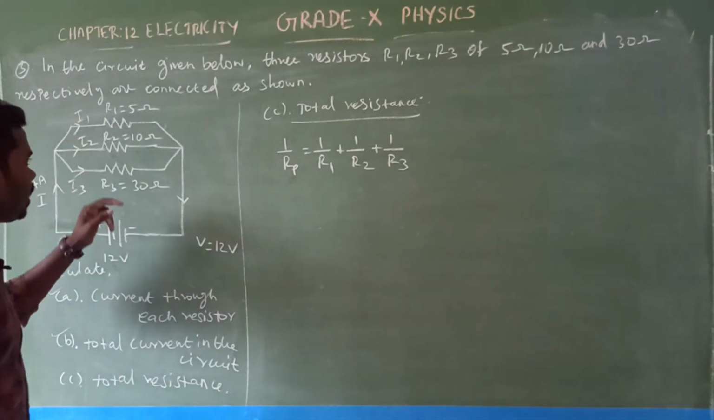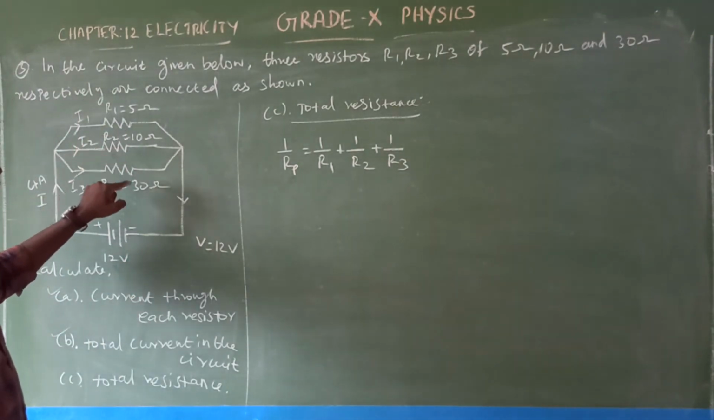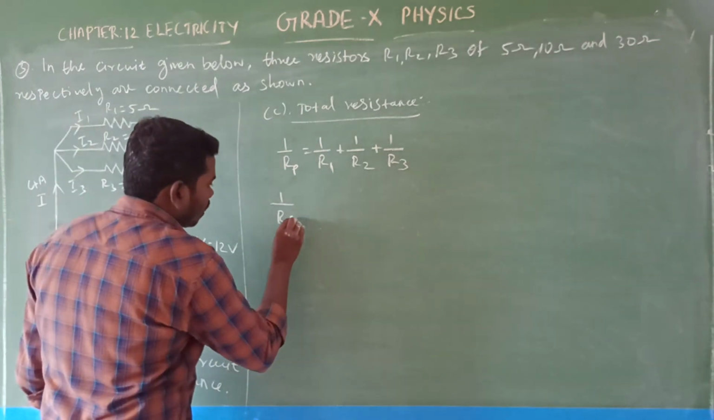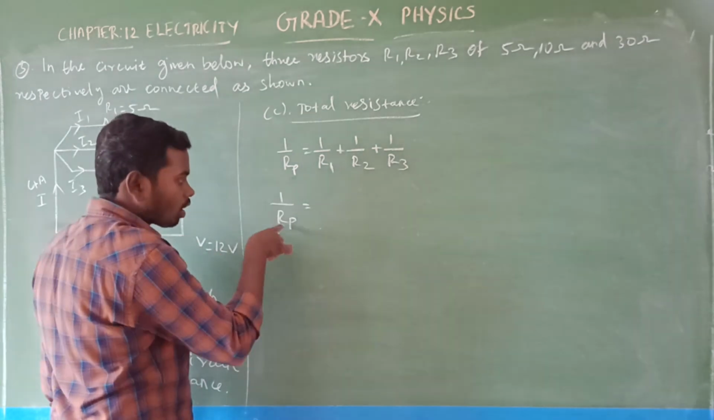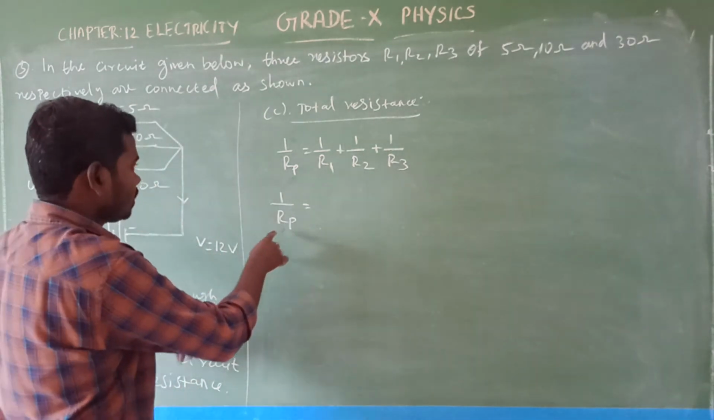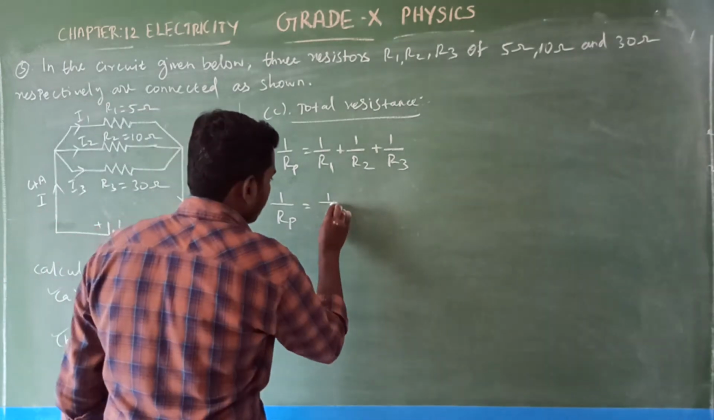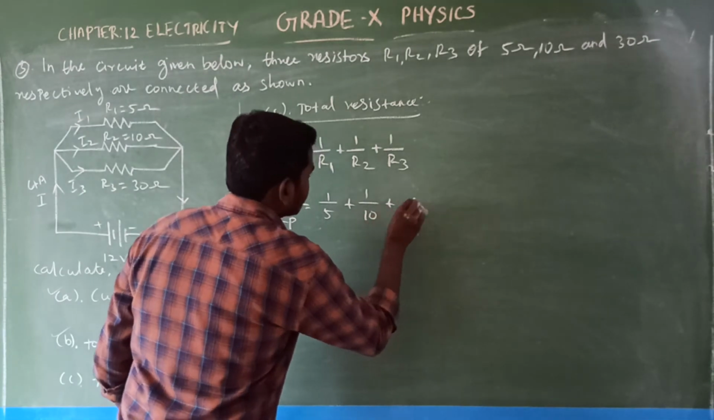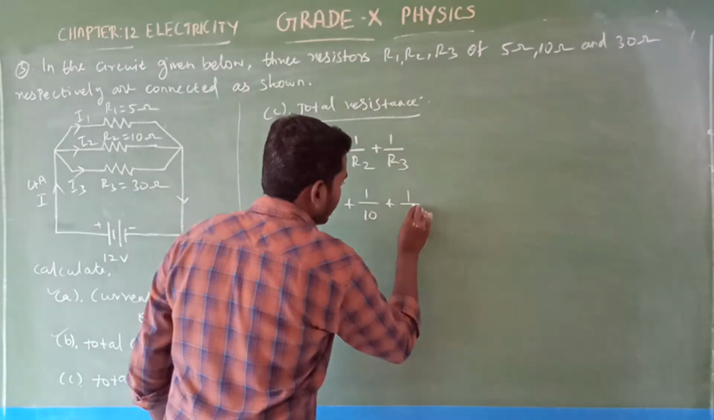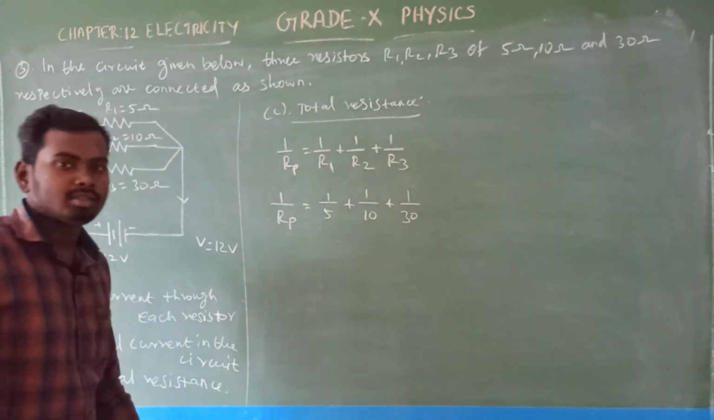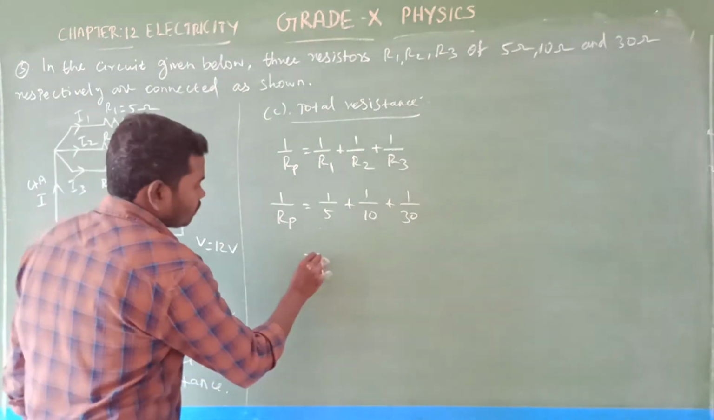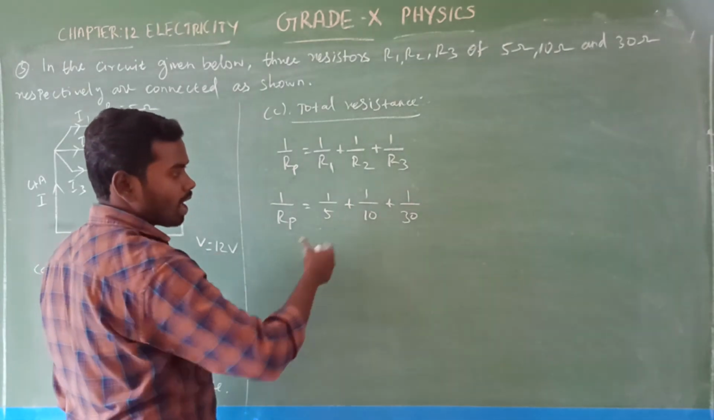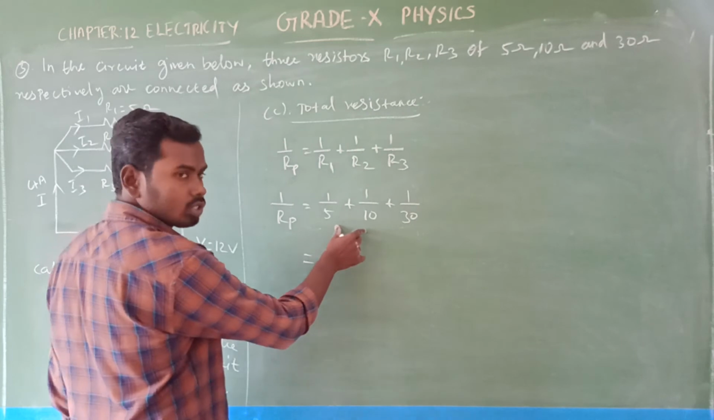Here we have three resistors R1, R2, R3, and we substitute. So 1 by Rp, which means the reciprocal of resistors in parallel. R1 value, how much? Yes, 5. So 1 by 5 plus R2 value 10, so 1 by 10, plus R3 value 30, so 1 by 30. You take the LCM. Here three fractions are there. First I am going to take the first two, and after that I am going to add the last one.